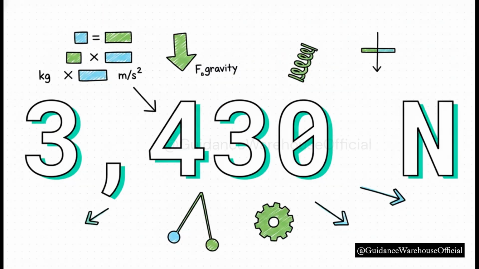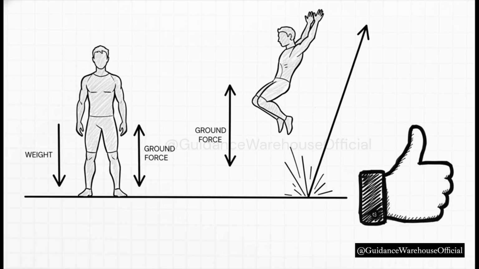And when we go ahead and plug in the numbers, that's 5 times 70 kilograms times 9.8 meters per second squared, we get our final answer, 3,430 newtons. Okay, let's do our final check. Is this a reasonable number? I mean, think about it.